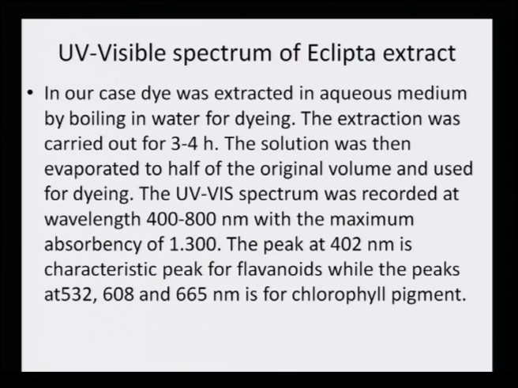Now, this is a visible region with the maximum absorbance of 1.3. The peak that appeared at 402 nanometers is characteristic for flavonoids, while the peaks at 432, 608, 665 nanometers were for chlorophyll pigment. So, it was co-extracted because water is such a universal solvent that along with flavonoids the chlorophyll pigments also came along.